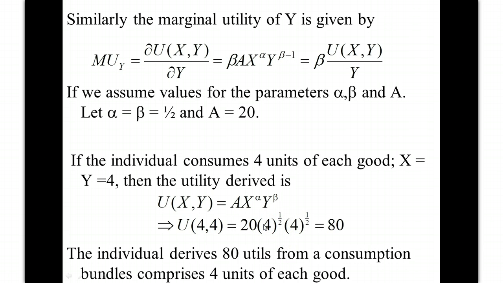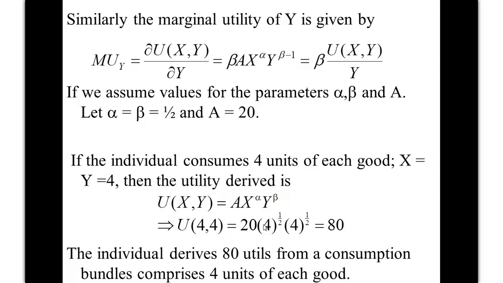So 1/2 simply means square root. The square root of 4 is 2. The square root of 4 is 2. So that's 20 by 2 is 40, by 2 again is equal to 80. So we can state that the individual derives 80 utils of consumption from a bundle that comprises 4 units of each good.